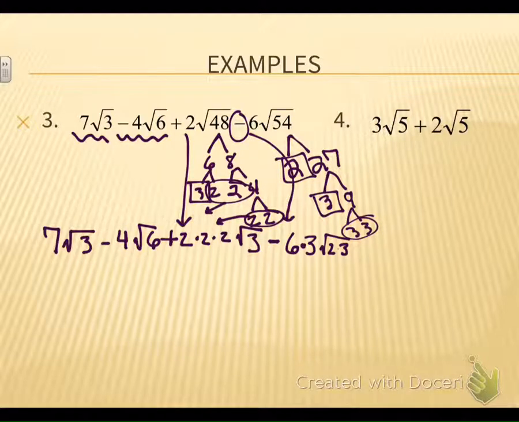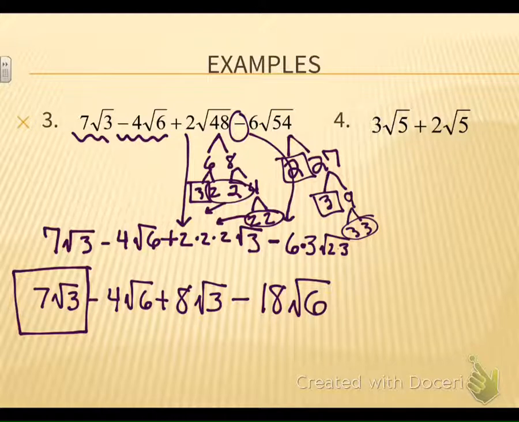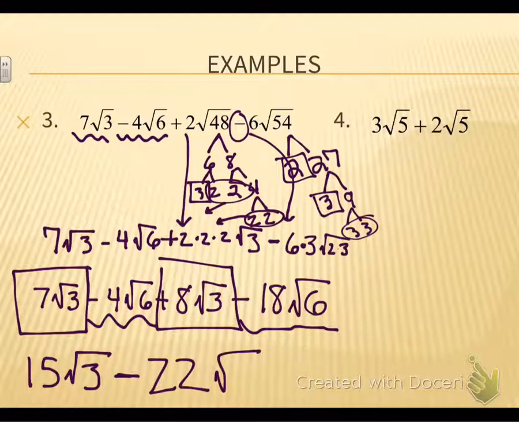So we've got, let's rewrite this, 7 root 3 minus 4 root 6 plus 8 root 3, since I multiplied 2 times 2 times 2, minus 18 root 6. So I have 2 like terms. I have 7 root 3, and I have plus 8 root 3. So 7 plus 8 is 15. Then I have a negative 4 root 6 and negative 18 root 6. That would be negative 22 root 6.